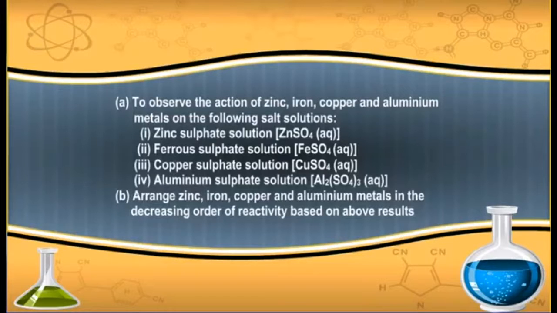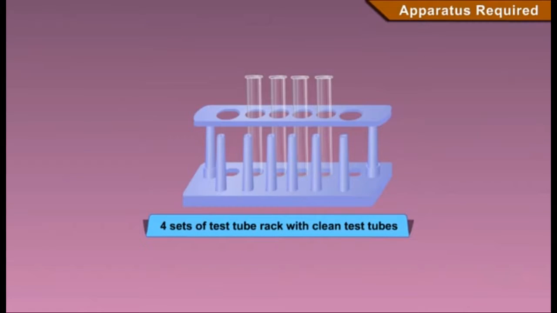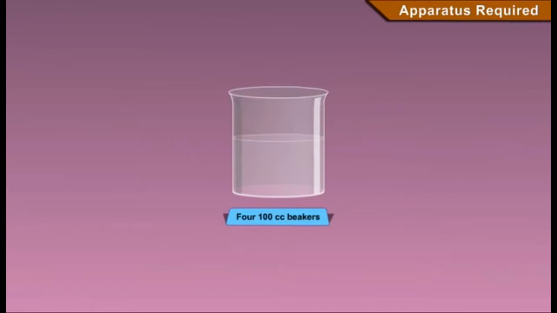B. Arrange zinc, iron, copper and aluminium metals in the decreasing order of reactivity based on above results. Apparatus required. 4 sets of test tube rack with clean test tubes. 400 cc beakers.